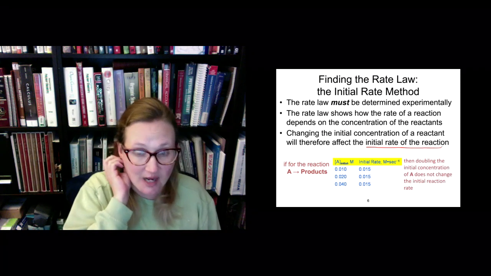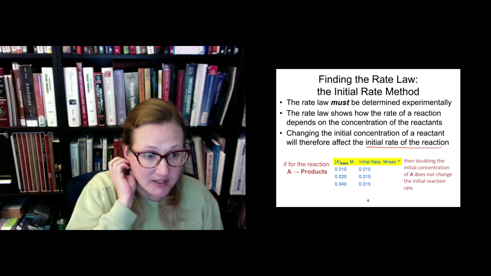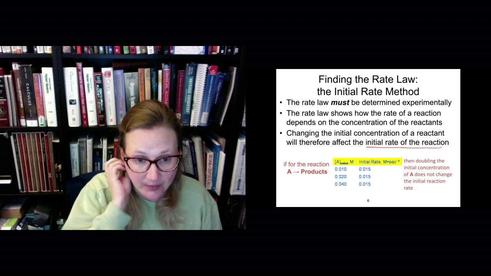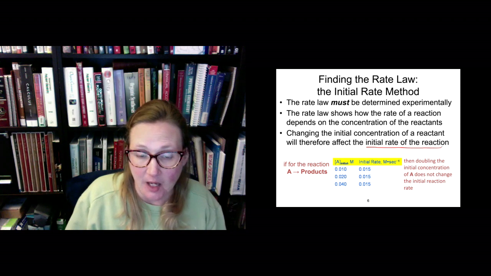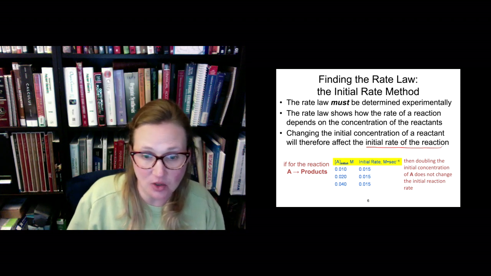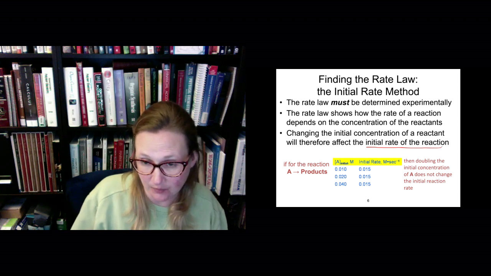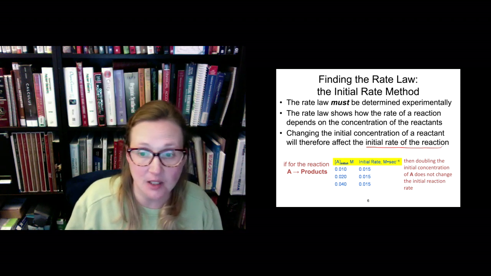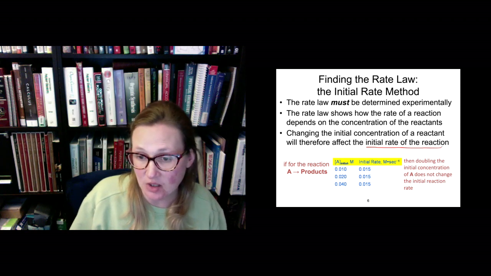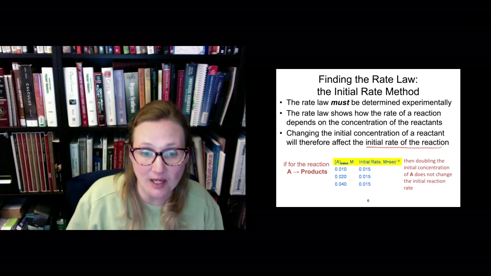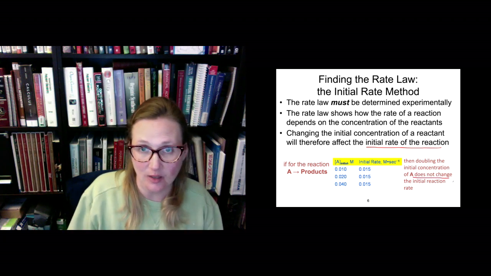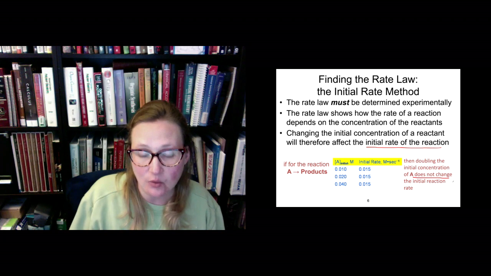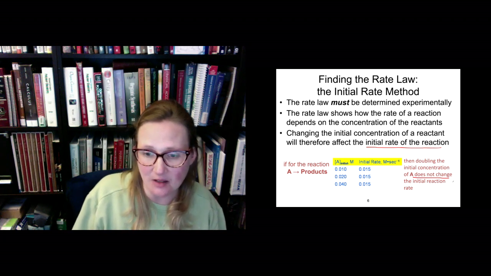Okay, so here we have a reaction where we have some A going to products. So we have a concentration of A in molar, and we have different concentrations, and at different concentrations we have the rate that we measure. Okay, so let's think about what's happening here. We're going to double the initial concentration of A, and what happens to the rate? Well, here the rate does not change, all right? Doubling the concentration, the rate does not change. So what does that mean?